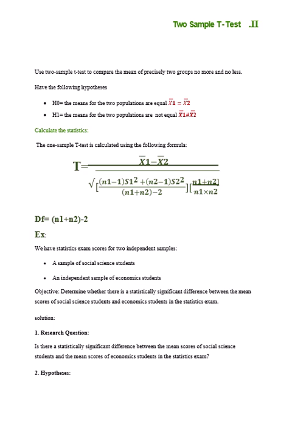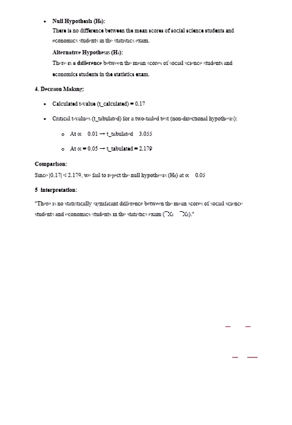Hypotheses. Null hypothesis, H0. There is no difference between the mean scores of social science students and economics students in the statistics exam. Alternative hypothesis, H1. There is a difference between the mean scores of social science students and economics students in the statistics exam.